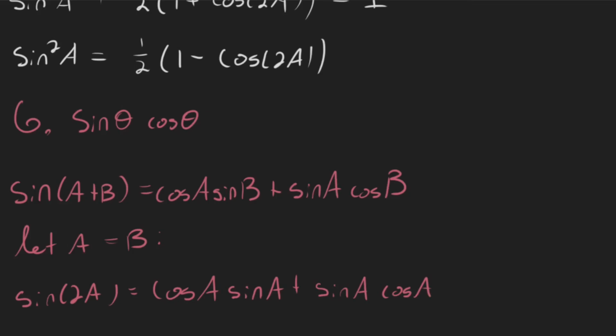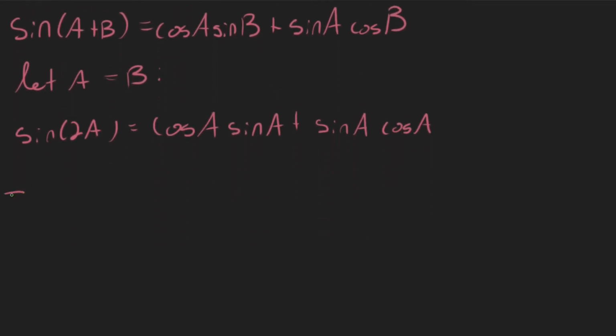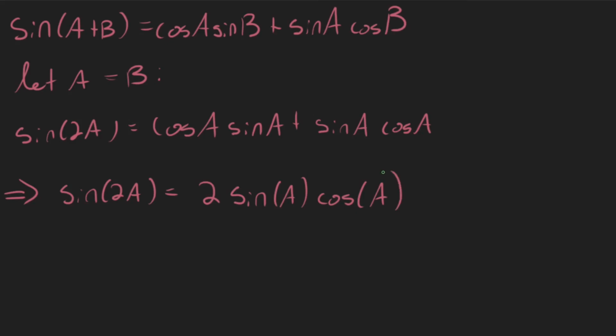These are two ways of writing the same thing, which means that we can say that our sine of 2A has to equal 2 sine of A cosine of A. And that right there is where we're going to leave it.